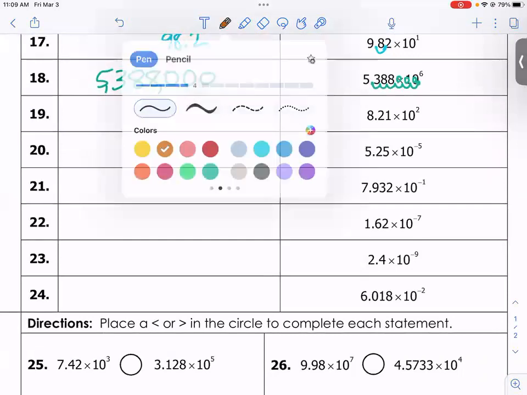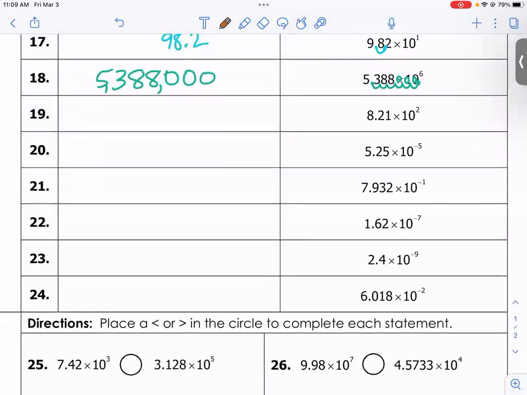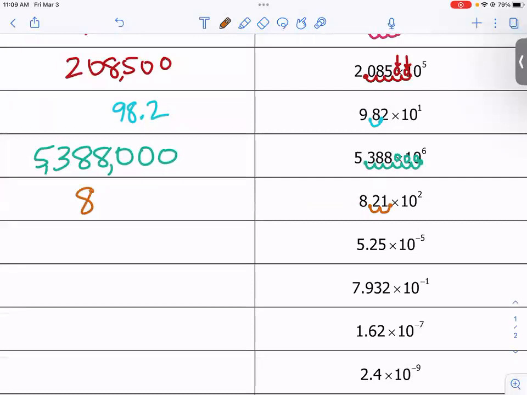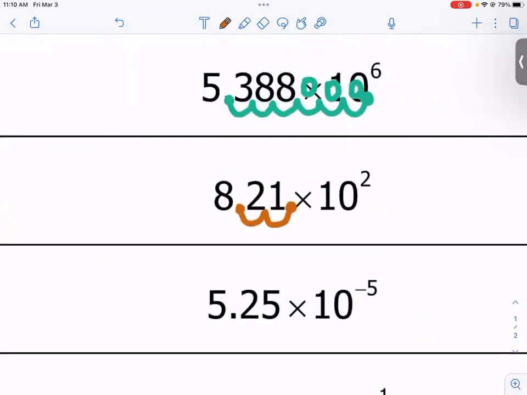Did you also do number 19? If we move the decimal place 2 times, Brady, what's our number? 8210. How'd you get that? So look up here. It says, yeah, because here's our decimal place, Brady, and we have to move it twice because of this guy. Okay.